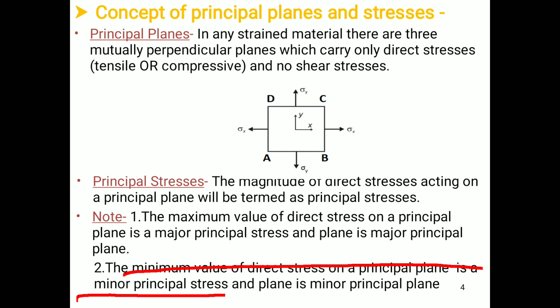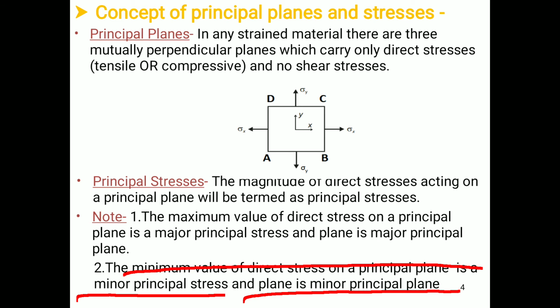The minimum value of direct stress on a principal plane is a minor principal stress, and the plane which carries the minimum value of direct stress is called a minor principal plane. So remember, it's a very important concept for unit number 5.